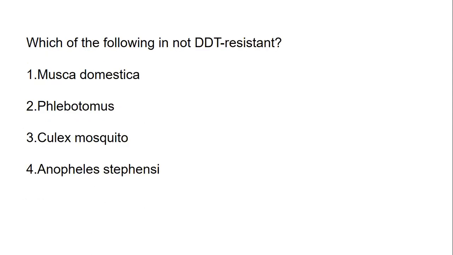Which of the following is not DDT resistant? Almost all the insecticides had developed resistance to DDT. Still, this Phlebotomus species is sensitive to DDT. So the answer is Phlebotomus.